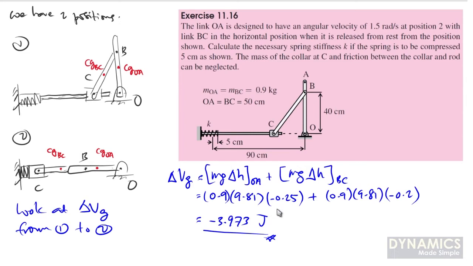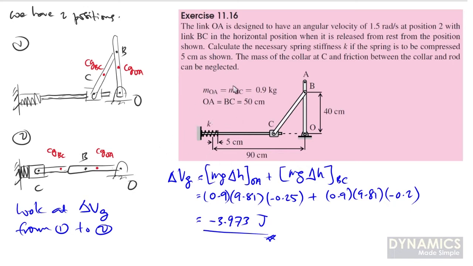How do I get this minus 0.25? It comes from the length of OA divided by 2. So that will be the change in the height for the CG of OA. And then for member BC, we have the change of height equal to half of 40 centimeter, which is minus 0.2. So calculate this, we'll have minus 3.973.